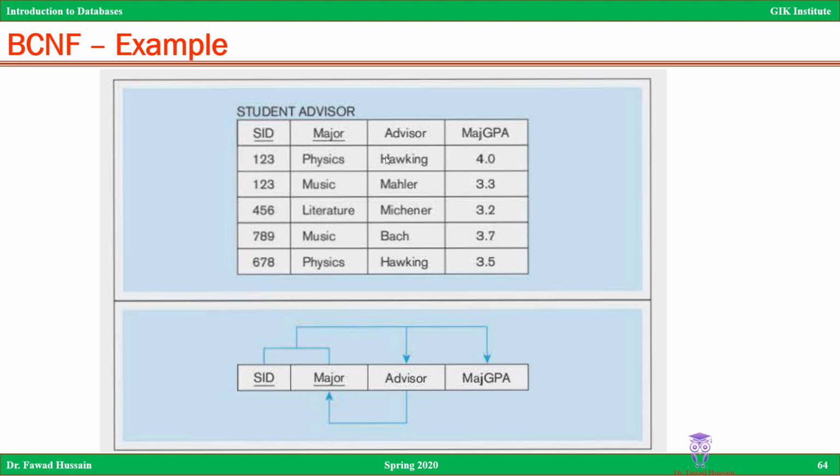Look at it here. From this row you can deduce that Hawking is in the department of physics, and if I look here, then this information is repeated. The reason being that instead of having student ID and major, I could have chosen student ID and advisor, and that could have given me a unique value, assuming that you don't have the same advisor or the same name in different departments. That could have given me another unique value.